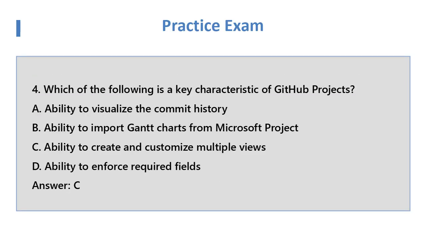4. Which of the following is a key characteristic of GitHub Projects? A. Ability to visualize the commit history. B. Ability to import Gantt charts from Microsoft Project. C. Ability to create and customize multiple views. D. Ability to enforce required fields. Answer: C.